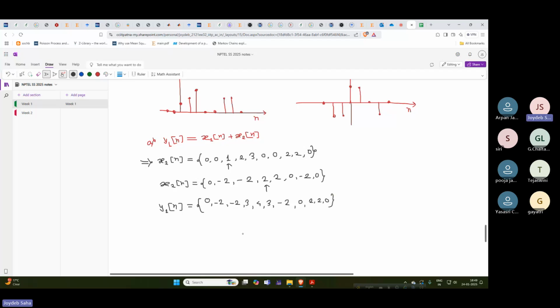This is y1[n]. Okay, please look at it carefully, take 1 or 2 minutes and try to understand what I have done here. Okay, then we will go for the next question.